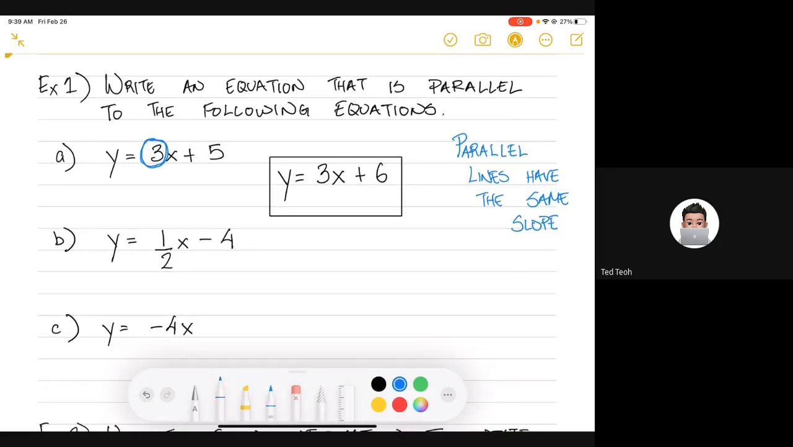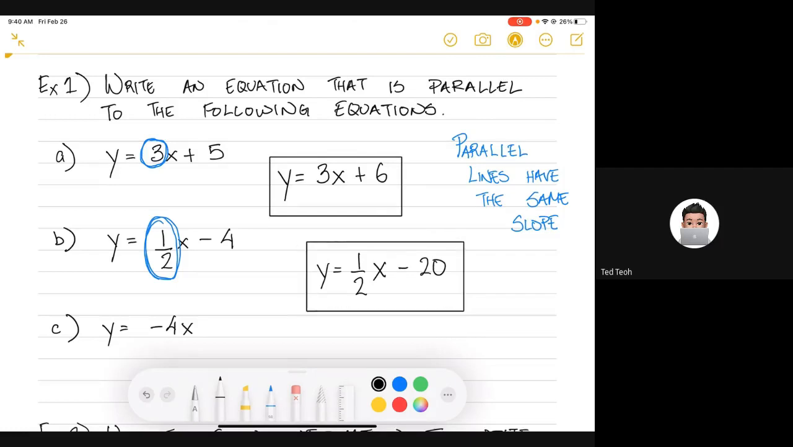Let's try this with example B. y equals 1 over 2x minus 4. A parallel line will have the exact same slope. So my new equation is just going to be y equals 1 over 2x, and then you just have to pick a different y-intercept. For this one, I'm just going to pick, I don't know, minus 20. Really up to you what you want to pick. Just pick a number, and then you just write plus or minus that number.